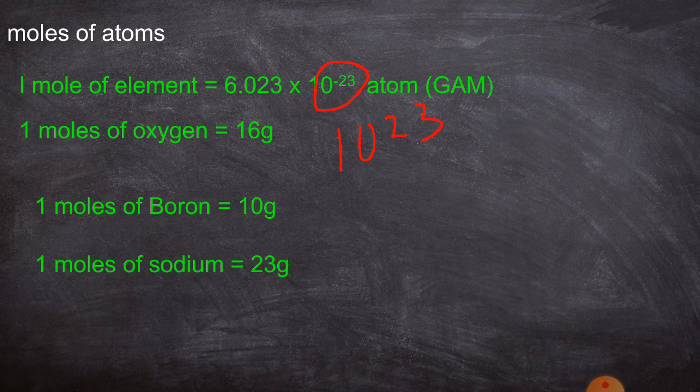But 1 mole of oxygen, boron or sodium contains 6.023 × 10^23 particles. The element may be different, but 1 mole of any element contains 6.023 × 10^23 atoms only.